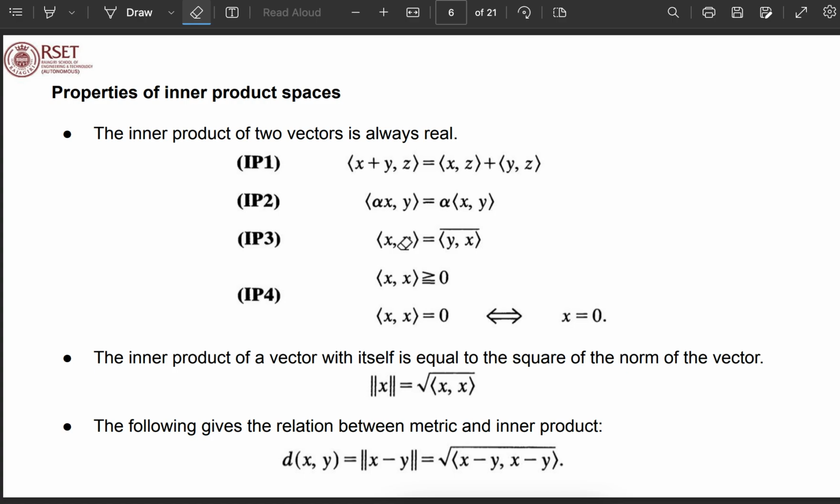Third property says that inner product x, y is equal to the conjugate of inner product y, x. Fourth property, inner product x, x should be greater than or equal to 0. Last property is inner product x, x is equal to 0 if and only if x is equal to 0. So this says that if we are given an inner product, from that inner product we can construct a norm like this, that is norm x is equal to square root of inner product x, x.